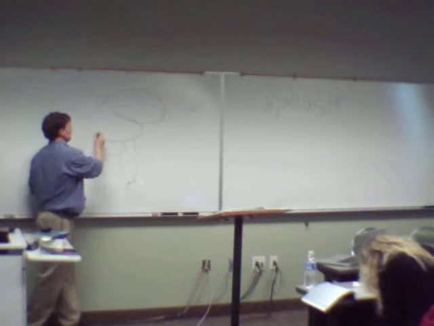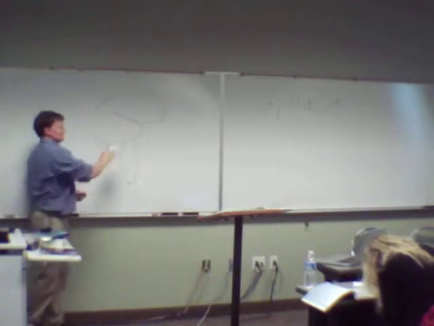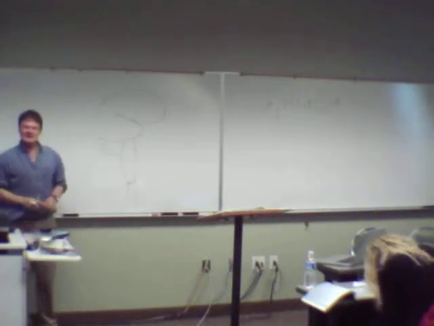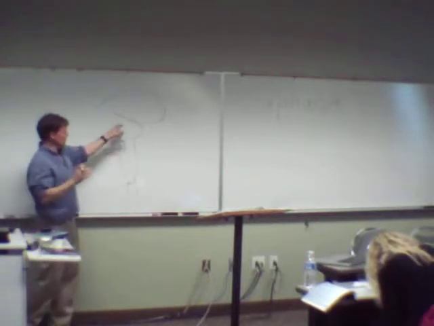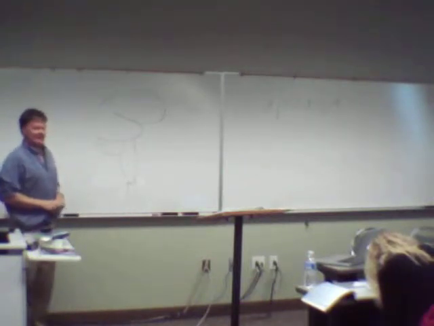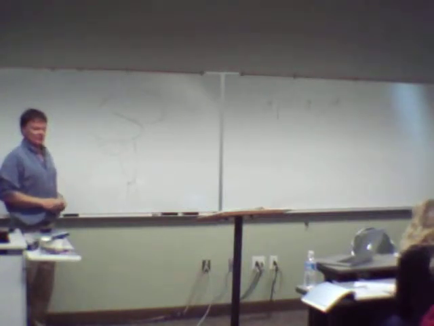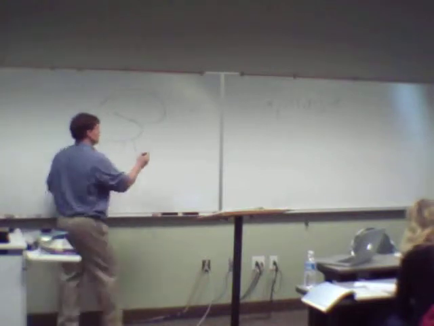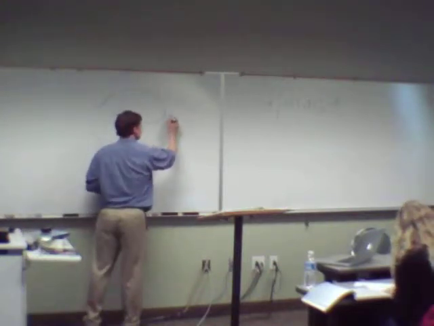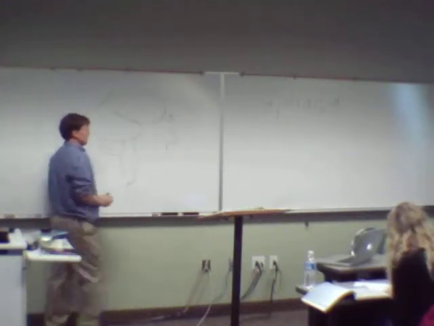Frontal lobe, temporal lobe, occipital lobe, lateral fissure. Where is Broca's area? Is this side the right or left-hand side of the brain? What side of the brain have I drawn? The right side. The right. Okay?